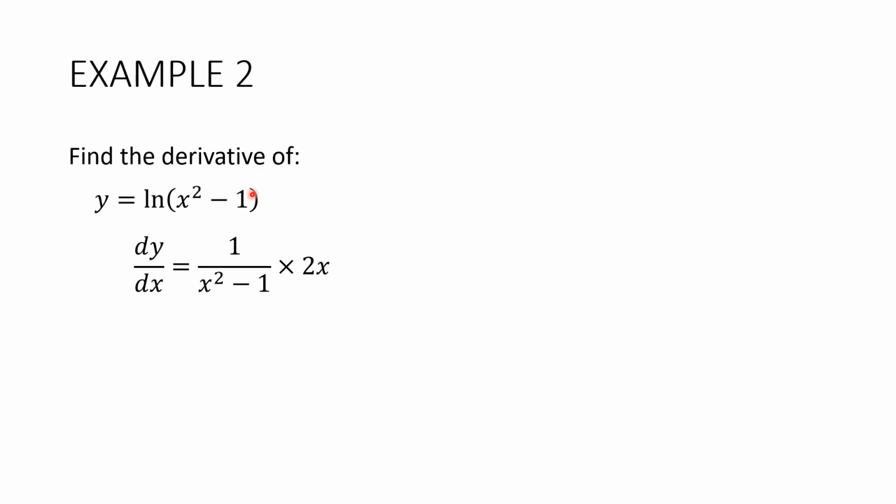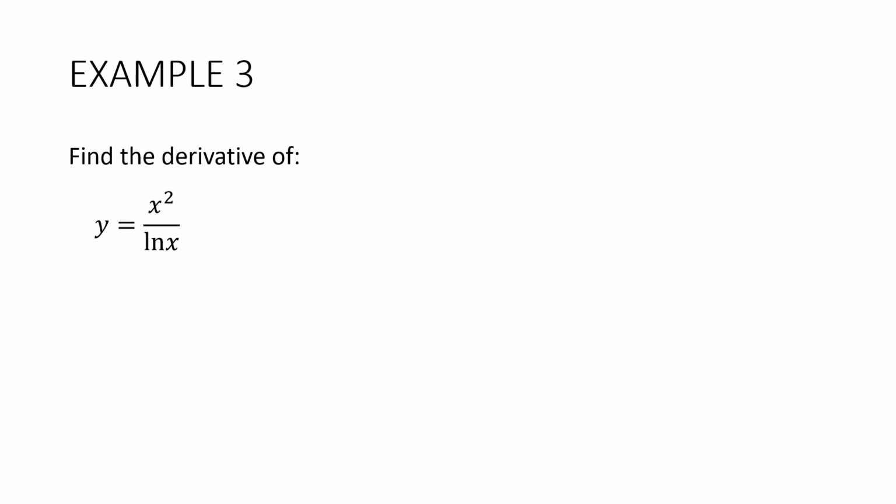by the derivative of the inner function, which is 2x. Pretty much there, I'm just going to put this 2x up on the numerator. So there's our answer, 2x divided by x squared take away 1. And example 3, find the derivative of y equals x squared divided by ln x.